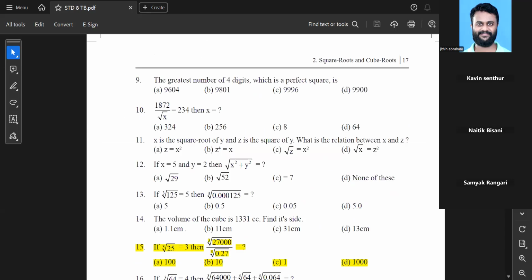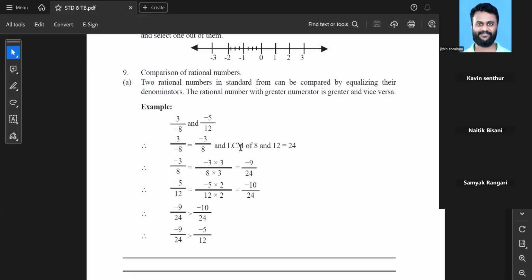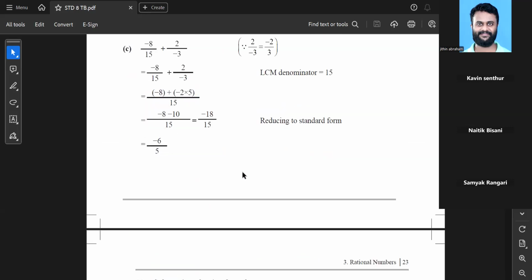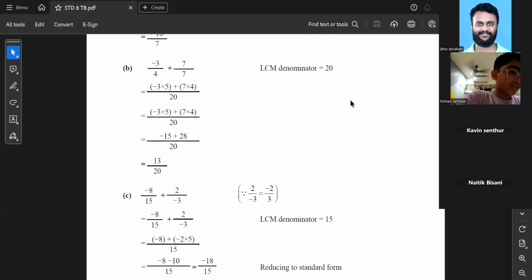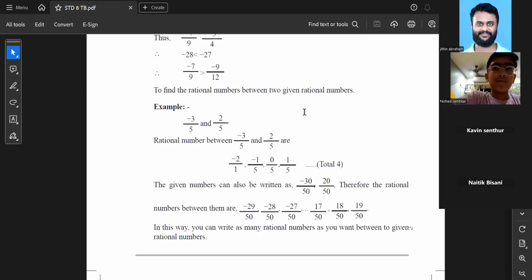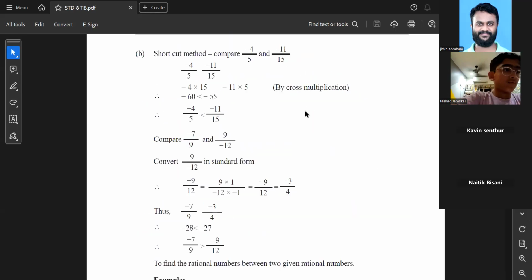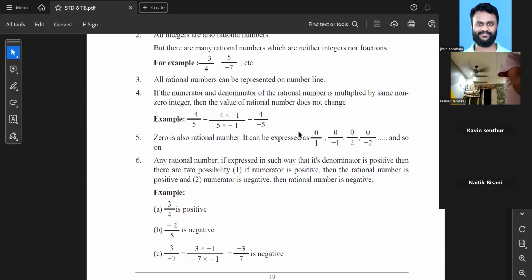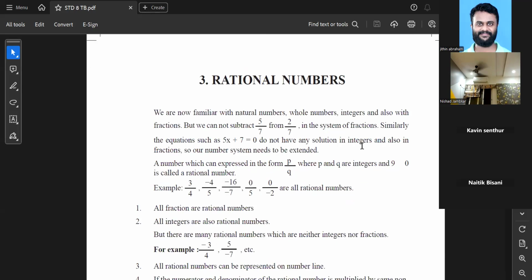Sir, we are going to do the worksheet today. So before I start, I believe in the previous class we did not start with the worksheet. So before I start with the worksheet, I'm just reminding you what we discussed in the rational numbers in the previous class.